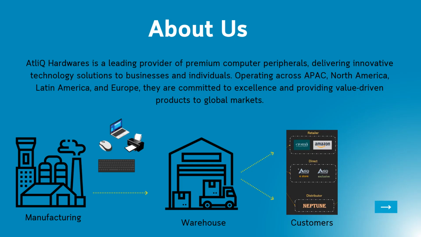Now let's understand what Atlic Technologies is. Atlic Technologies is a computer peripheral manufacturer, currently operating across four regions: Asia Pacific, North America, Latin America, and Europe. They manufacture products for customers like Chroma and Amazon. Atlic also has its own stores, like Atlic Stores and Atlic Exclusives, and they also sell to distributors. Now let's move on to our next slide.